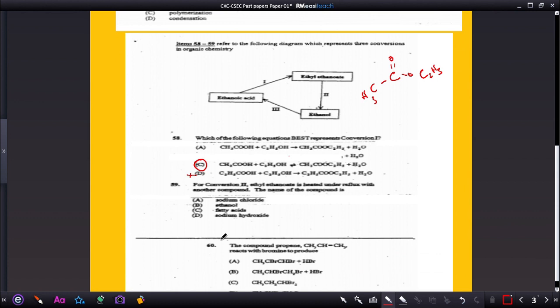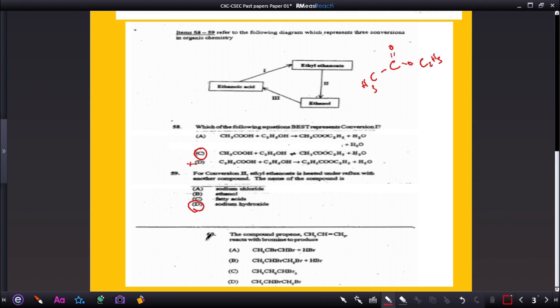59. For the conversion of 2, from the ethyl ethanoate to the alcohol, ethyl ethanoate is heated under reflux with another compound. The name of this compound is it sodium chloride, ethanol, fatty acids, or sodium hydroxide? So ethyl ethanoate can undergo 2 types of hydrolysis. You can have acid hydrolysis or base hydrolysis. And in this case, sodium hydroxide is the only base here.